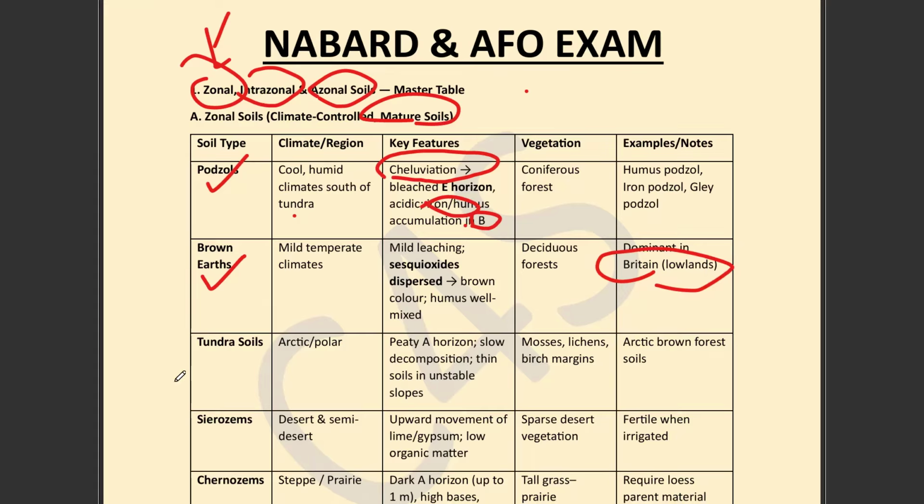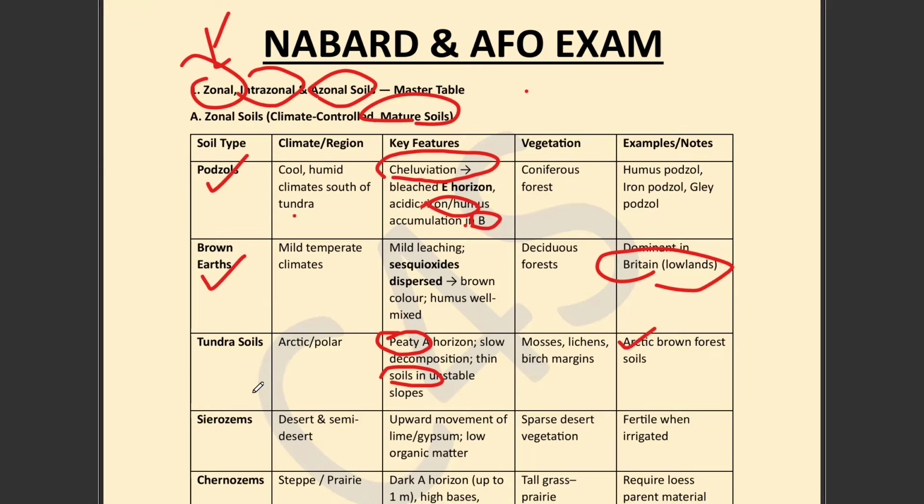Next comes tundra soil. We know it is from the Arctic or polar regions. Here, the A horizon will be peaty in nature. What is peat? Where there is no penetration of oxygen, and decomposition is slow. Since there is no penetration of oxygen, decomposition is very slow, and there are thin soils on unstable slopes. What is the vegetation? Since it is in the Arctic or polar region, the main vegetation is mosses, lichens, and birch margins. The Arctic brown forest soil is an example of this kind of tundra soil.